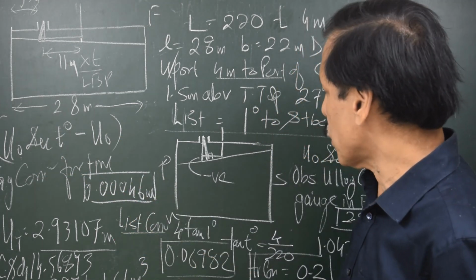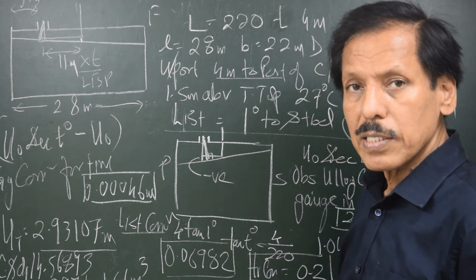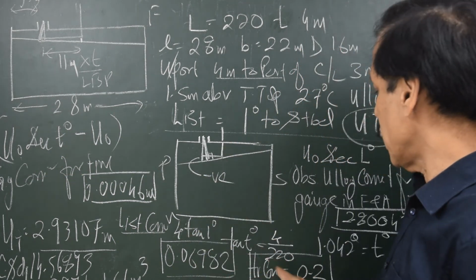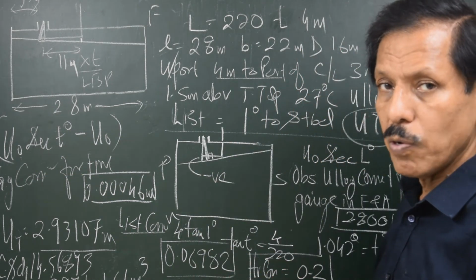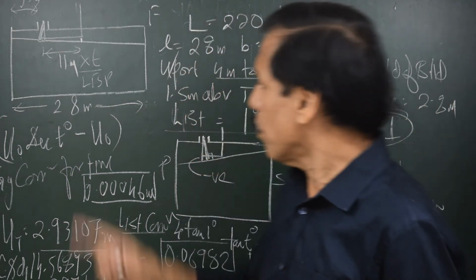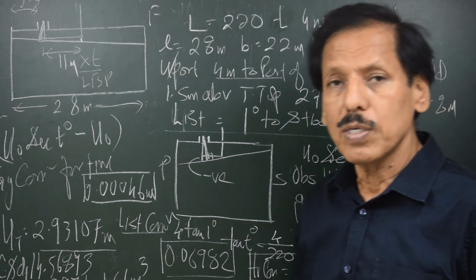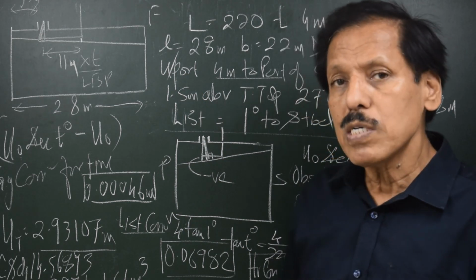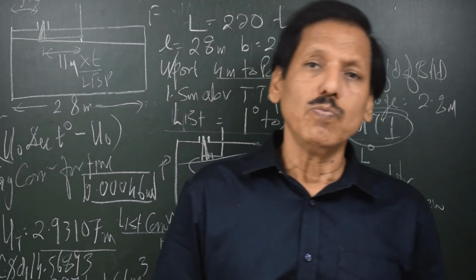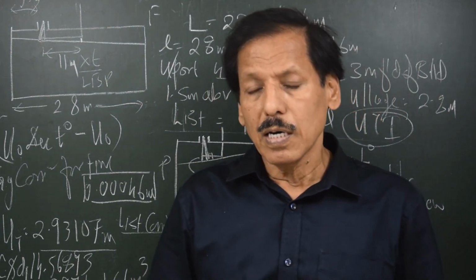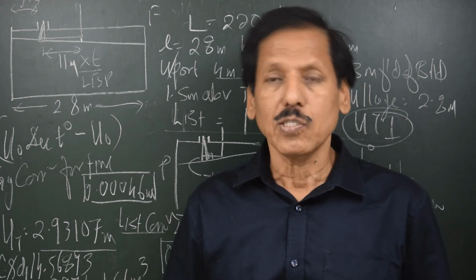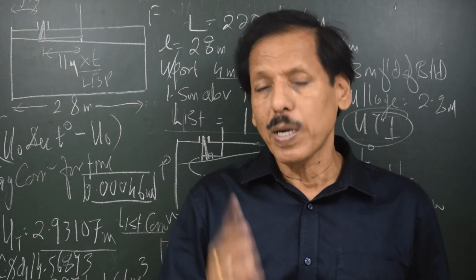Thereafter, this is the list correction. You can see for the list correction I need to subtract, and here is the trim correction. For the trim correction, I'm supposed to add, because the trim is by stern. Look at the diagram. These diagrams are very important to be drawn. So that was finding out the volume of oil for a situation where the gauge that is used measures perpendicular to the liquid.